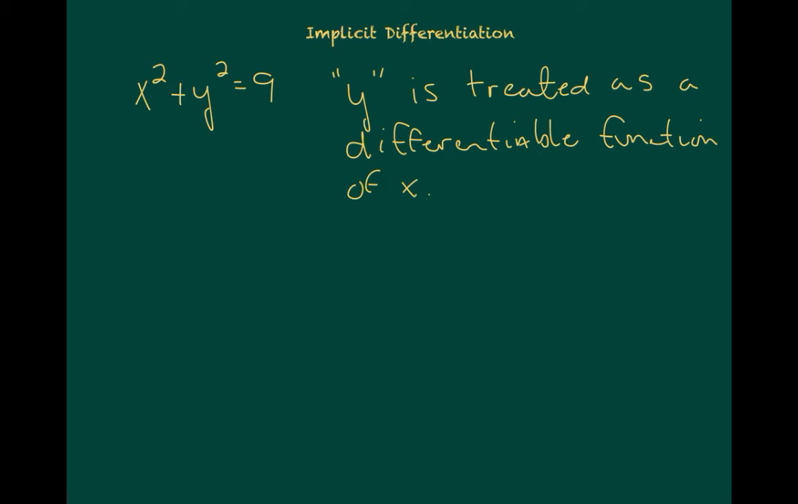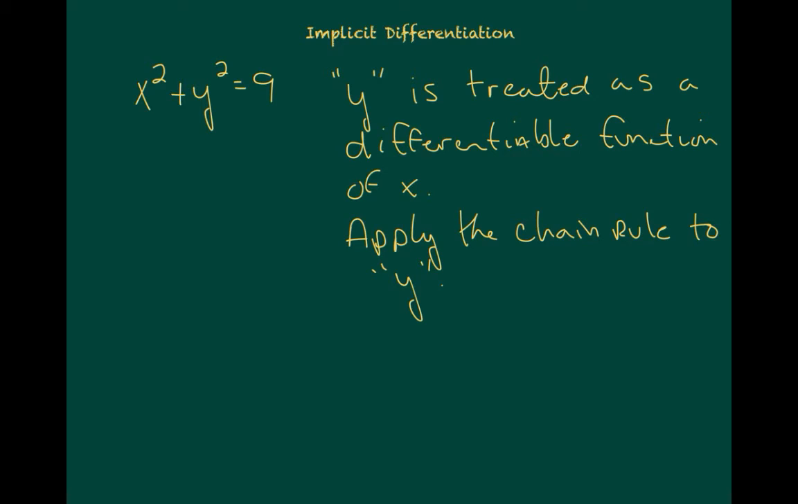Let's look at an easier example, something that's not going to involve the product rule. Let's say we start off with x squared plus y squared equals 9. Now, in fact, you could probably isolate y in this case, but it's easier to start off with something that's not so difficult to function. So the idea here is that y is going to be treated as a differentiable function of x. As such, we have to apply the chain rule to it.